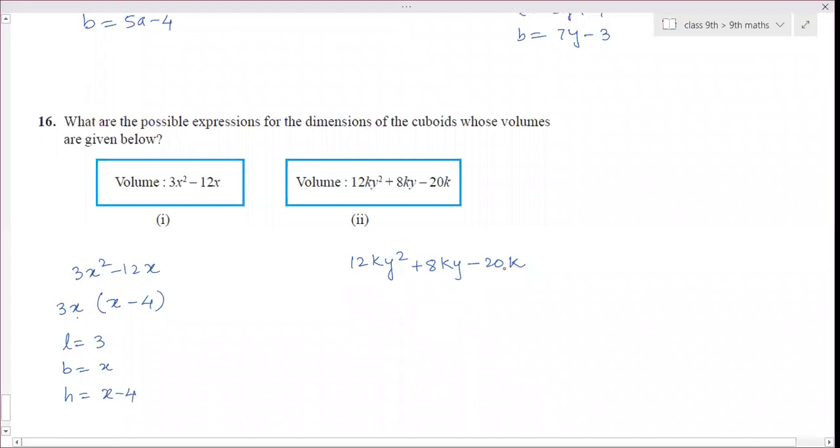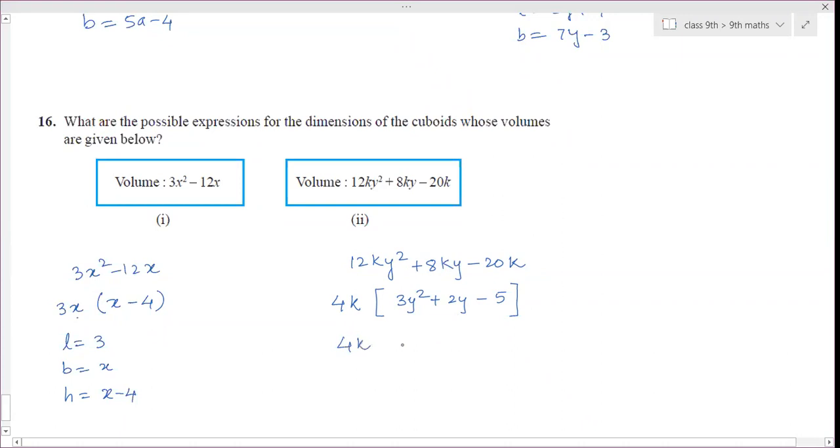Next one is 12ky square plus 8ky minus 20k. All three are divisible by 4 and k is present in all three. So we have to take 4 and k out. What is left out? 3y square plus 2y minus 5. Is it clear? Yes, ma'am. Now factorize the inner bracket.